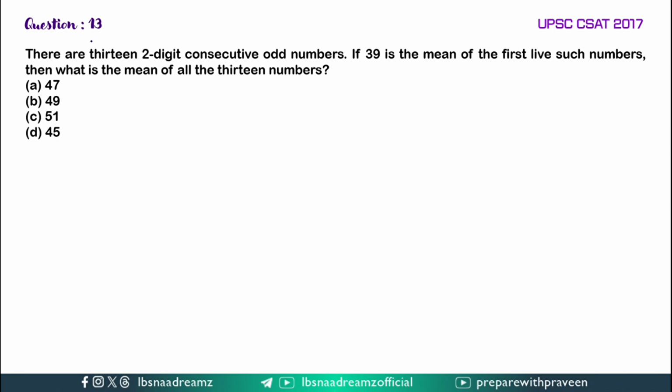The last question, question number 13. There are 13 two-digit consecutive odd numbers. If 39 is the mean of first 5 such numbers, then what is the mean of all the 13 numbers? See, as I said, mean is nothing but average, right? So there are 13 two-digit consecutive odd numbers.